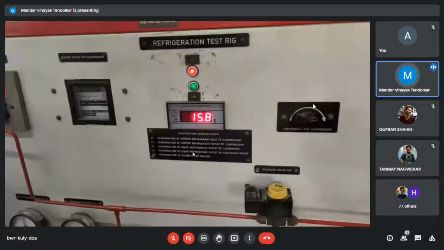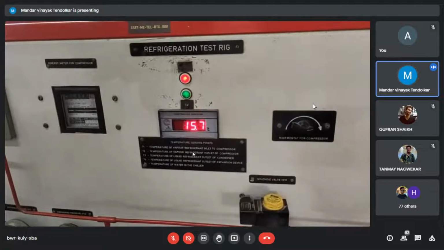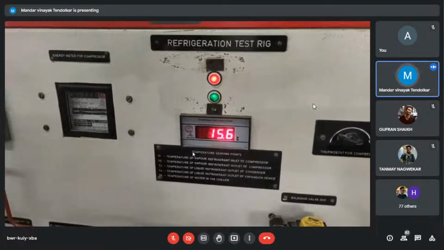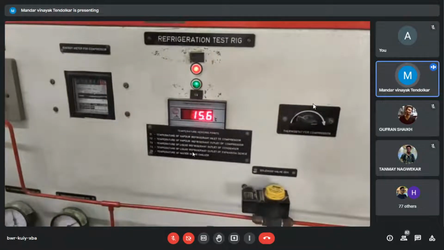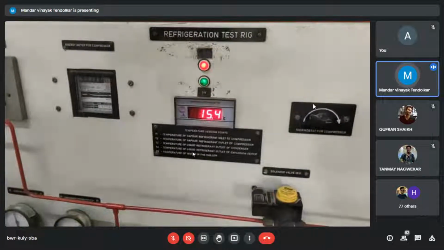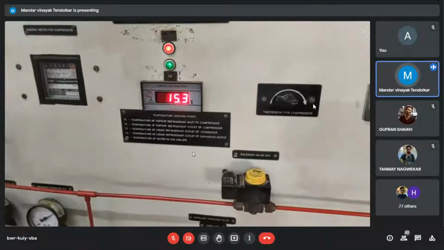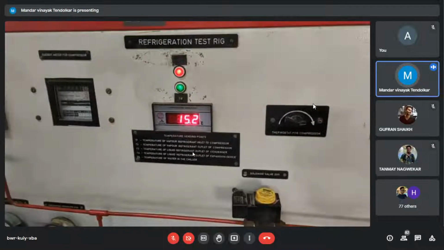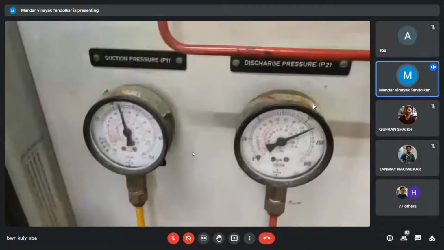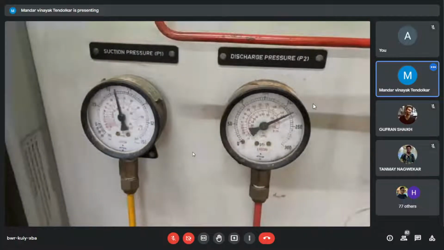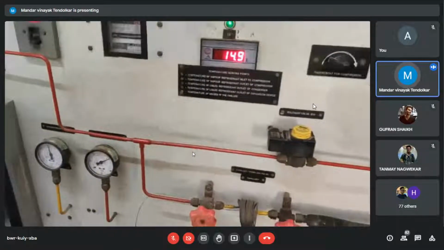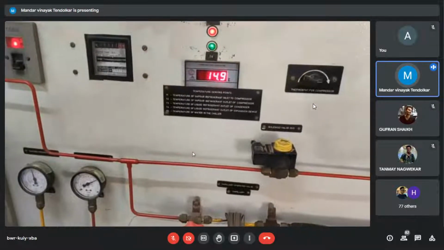For theoretical COP, we go for the pH chart, the pressure enthalpy diagram. We can plot this pressure enthalpy diagram using the suction pressure and discharge pressure. So the only two parameters to be measured for calculating the theoretical COP from the pH diagram are the two pressures, suction pressure and discharge pressure. You can see it here. This shows the suction pressure and this shows the discharge pressure. From these two pressure readings, we'll be able to plot the graph with the pH diagram, right?